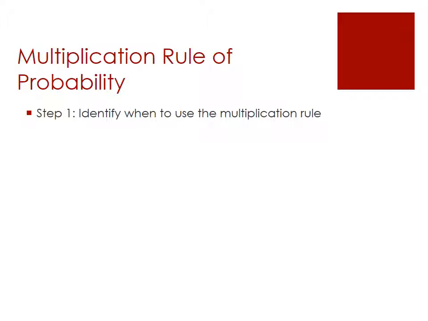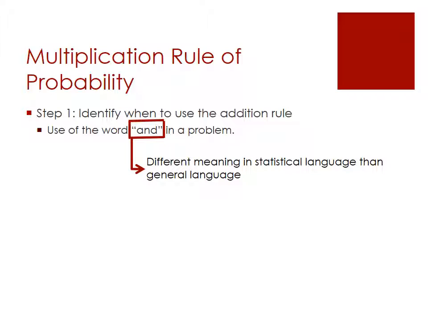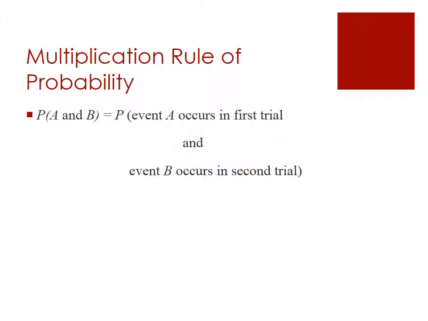The first step in doing this, of course, is being able to identify when you're going to need to use the multiplication rule. Similar to when we looked previously at the addition rule, you need to pay attention to the language in the problem. Here, we're paying attention to the use of the word "and." When we use the word "and" in general language, we tend to think of addition, so putting two things together, A and B. However, in statistical language, this means something very different.